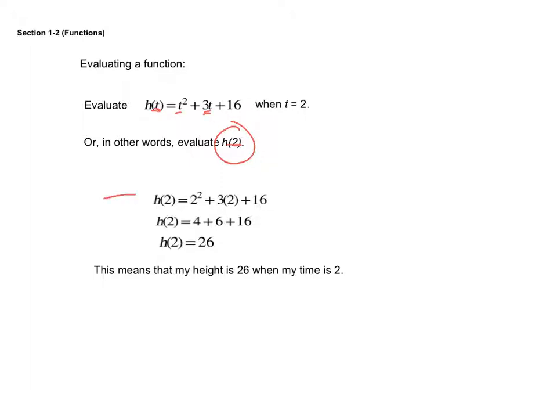So that's what it looks like right here. H of 2 equals, well, t squared means 2 squared, so this maps down to here. This 3t becomes 3 times 2, and then 16 is just 16. So we take this equation and simplify. 2 squared is 4, 3 times 2 is 6, plus 16, and then we add them all together and get 26. That means my height is 26 when my time is 2.